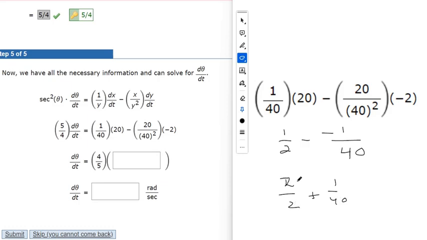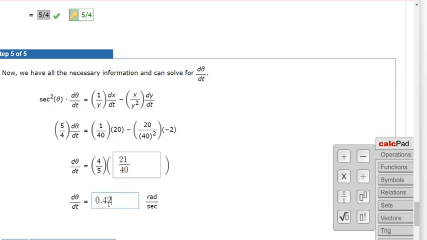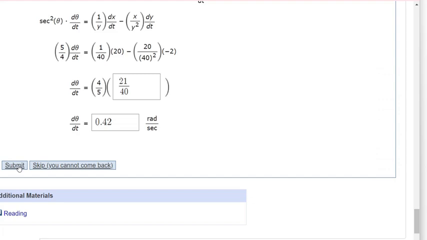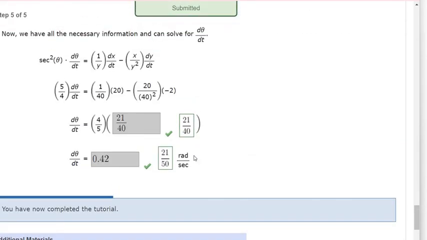So top and bottom, multiply that by 20. That's 21 over 40, I think is what I got. It was a little fast. And so d theta dt, we just need to finish that fraction multiplication. I got 0.42. Let's see if it'll accept without a fraction. I don't want to change that to a fraction. Yeah, it's cool with it. Okay.